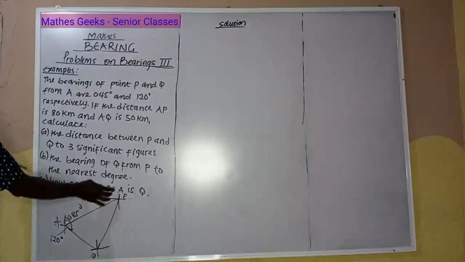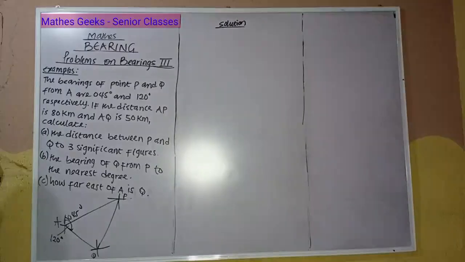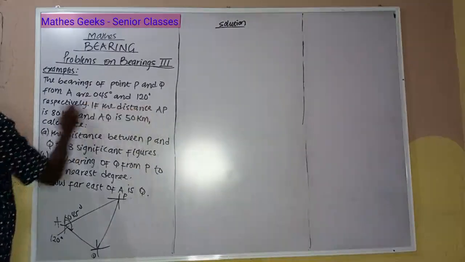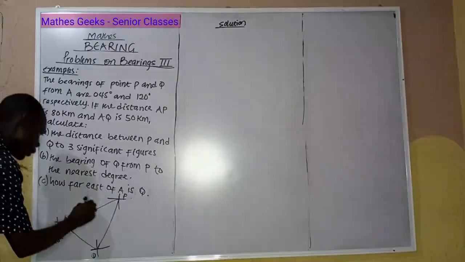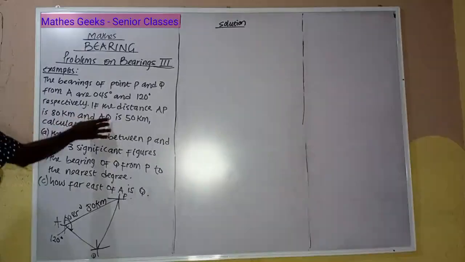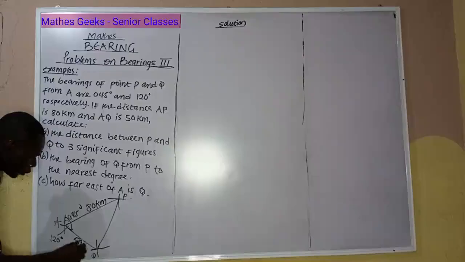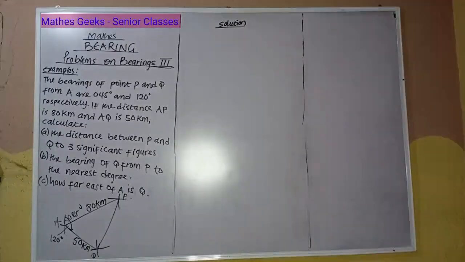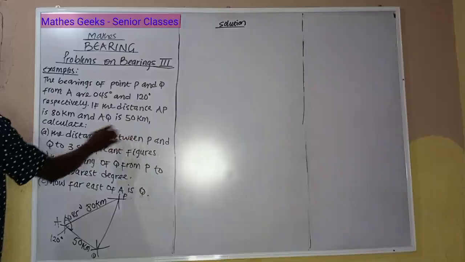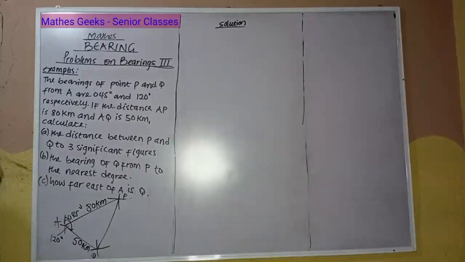Okay, so then let's come over here, PQ. AP is 80 kilometers. This is given to us, and AQ is 50 kilometers. PQ is the distance between P and Q. So of course we need to know these angles for us to be able to use the cosine rule to get this. But before we do that, let's first of all get the angles here.